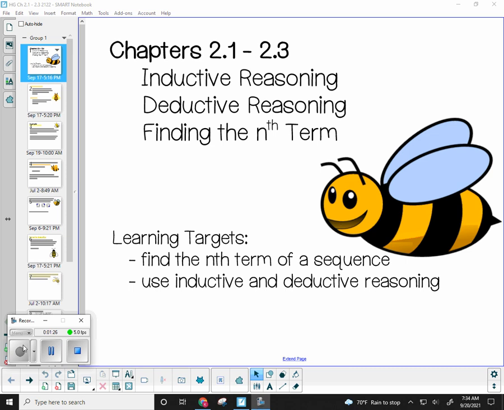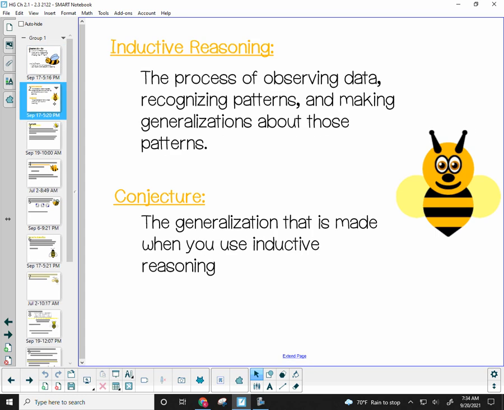All right. So today we're going to talk about 3 things. We're going to talk about inductive reasoning, deductive reasoning, and something called finding the nth term, which you've actually done before. You just may not have called it that. Right? So here's the first part. The first part is about inductive reasoning.